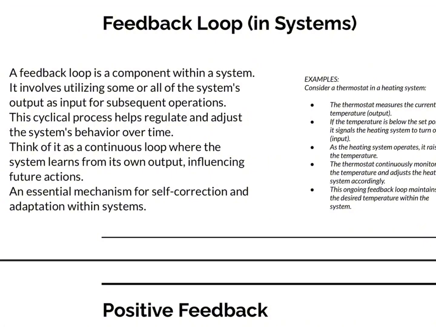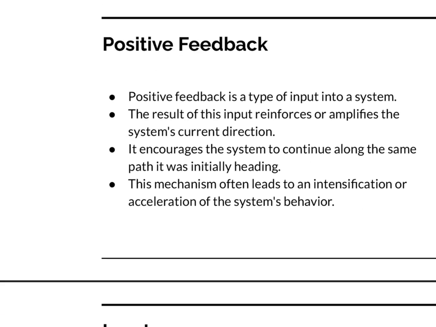Here's some examples. Consider a thermostat in a heating system. The thermostat that measures the current temperature is the output. If the temperature is below the set point, it signals the heating systems to turn on, and that's the input. As the heating system operates, it raises the temperature. The thermostat continuously monitors the temperature and adjusts the heating system accordingly. This ongoing feedback loop maintains the desired temperature within the system.